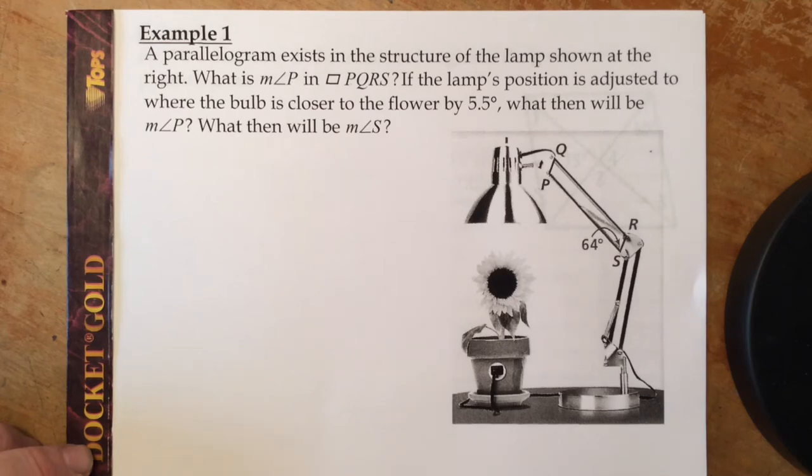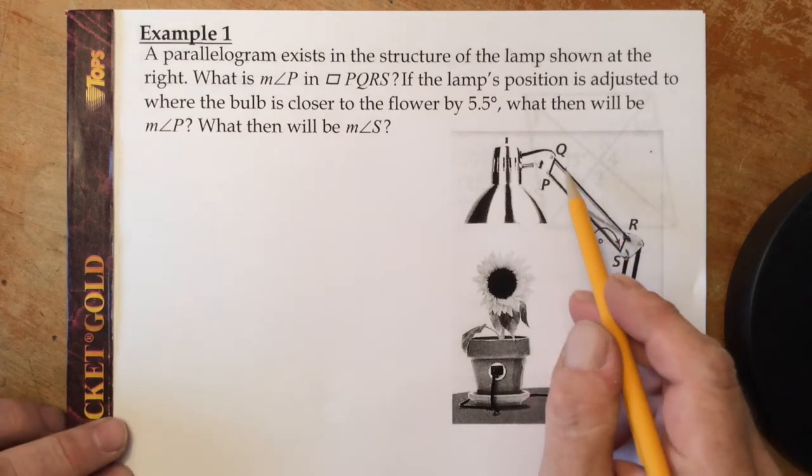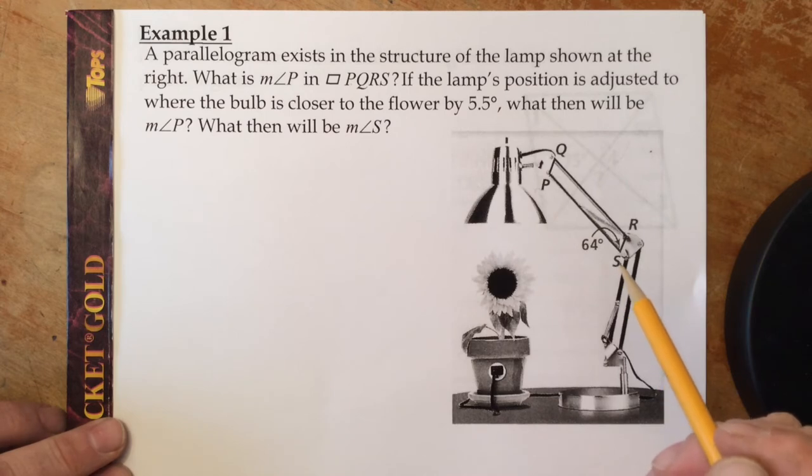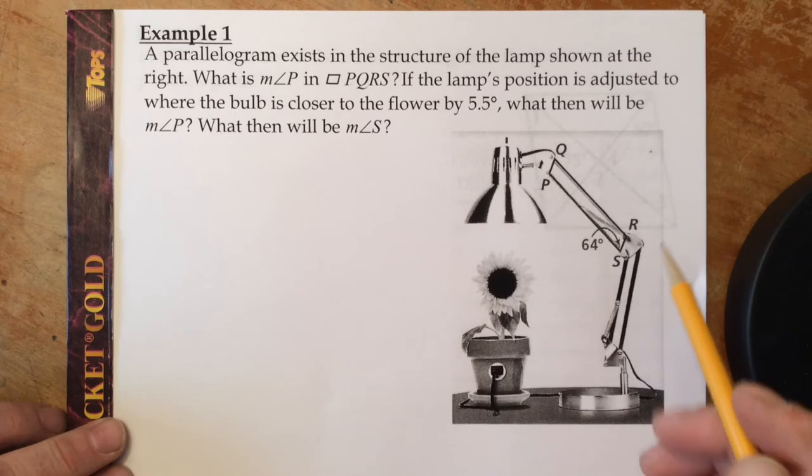These are examples for section 6.2, parallelograms. Example 1. A parallelogram exists in the structure of the lamp shown at the right. What is the measure of angle P in parallelogram PQRS?